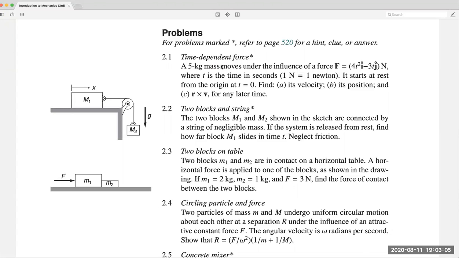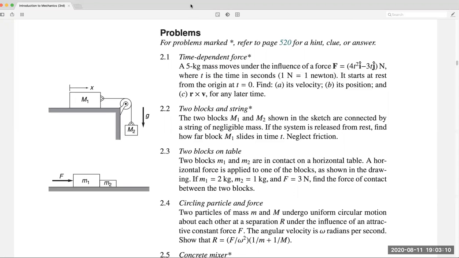So it wants you to find the velocity at any time. What you can get from the question is you can find the acceleration. You express the acceleration in terms of a vector, and then you know F equals MA, so you can get the acceleration to be this one. So how can you get the velocity from the acceleration? You integrate it.